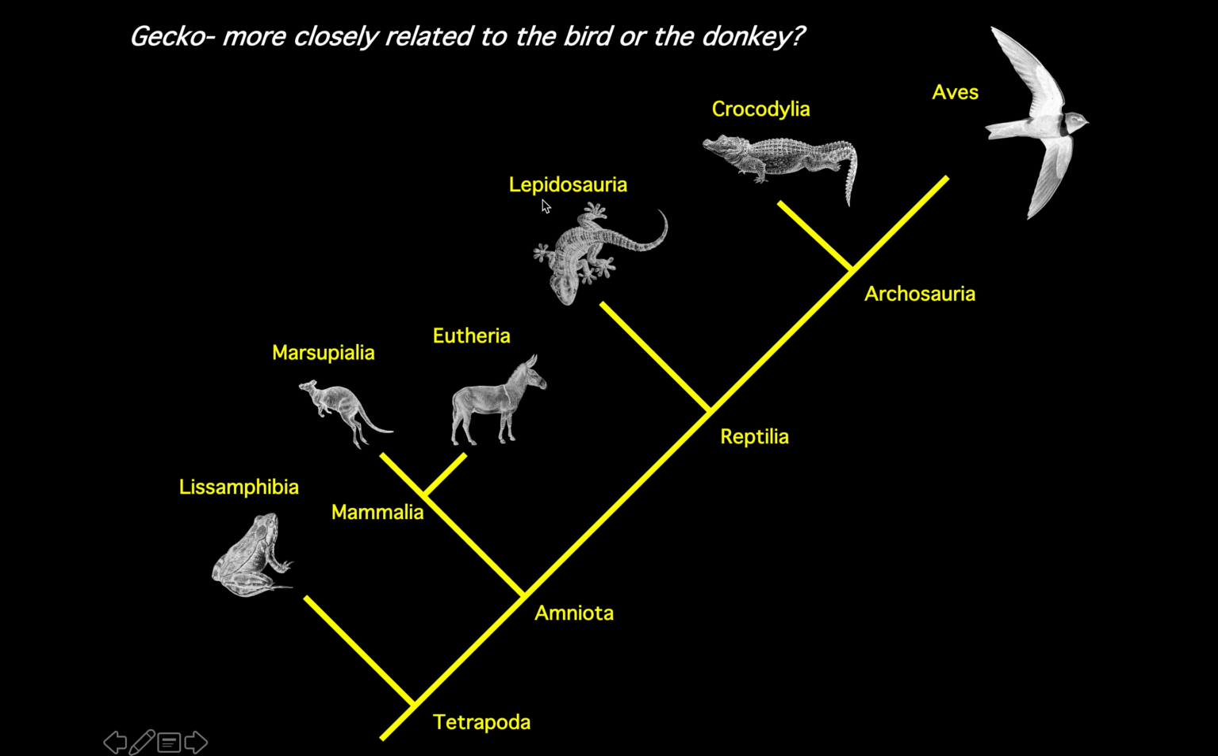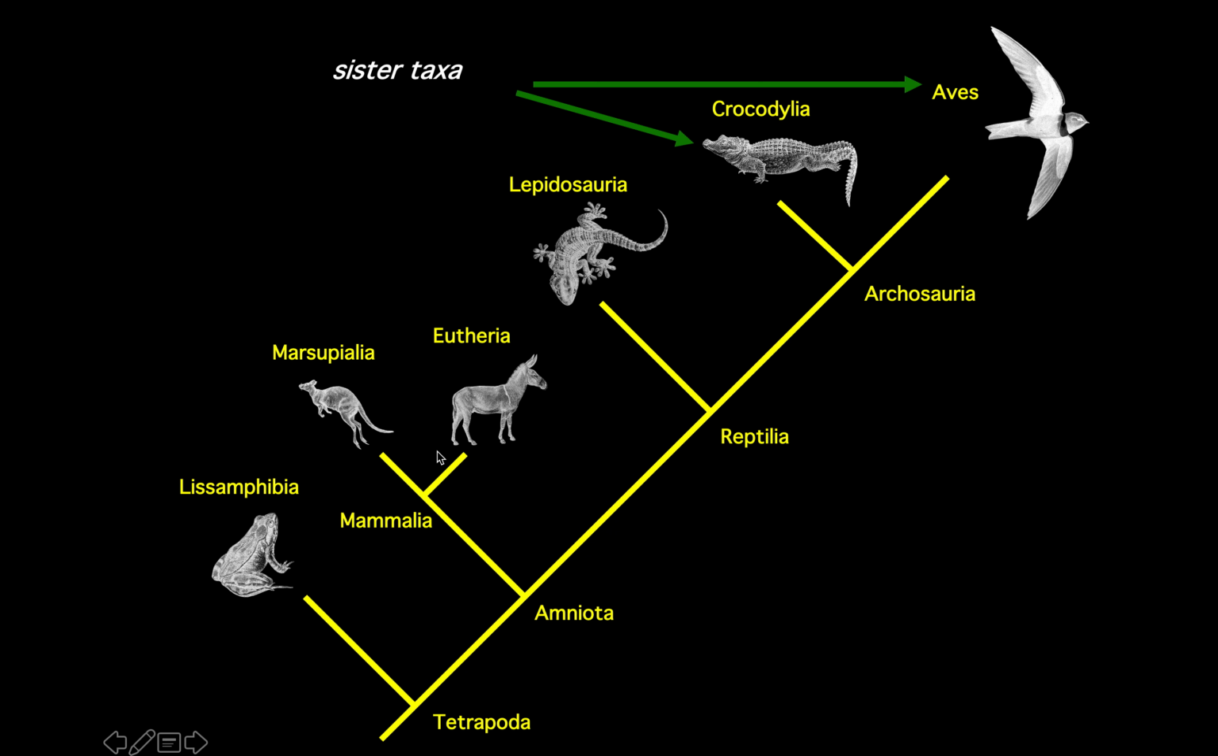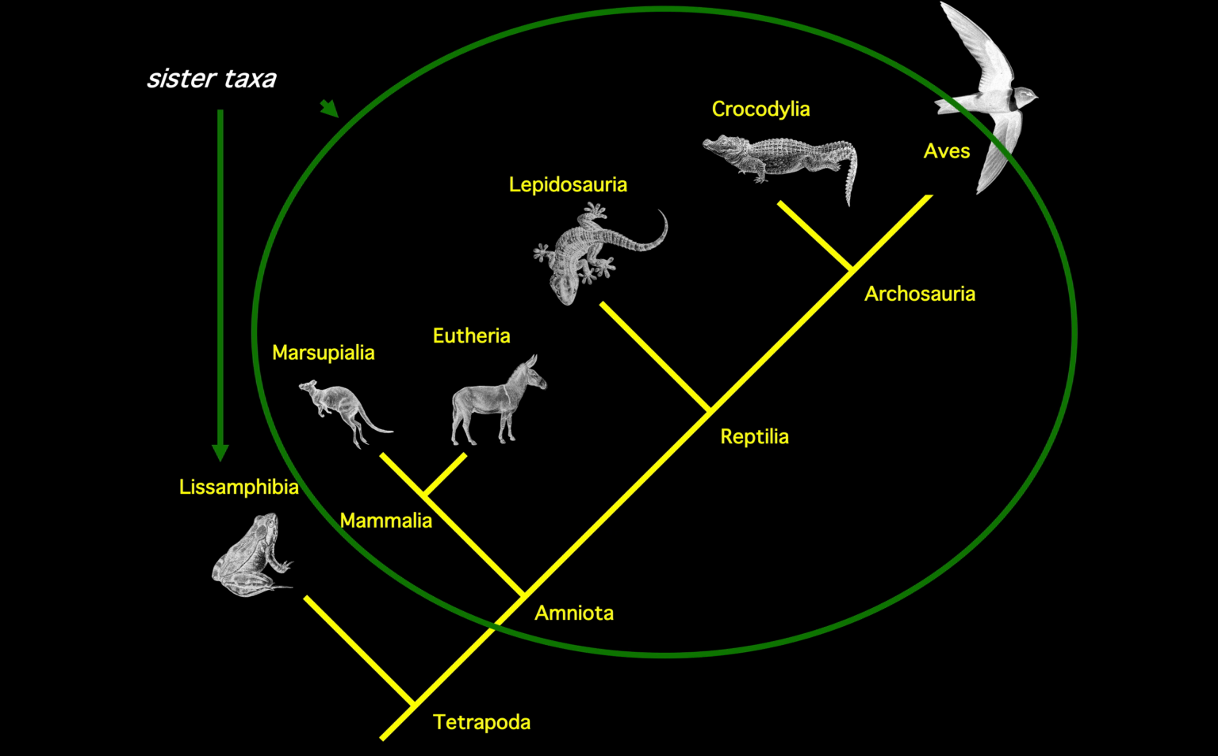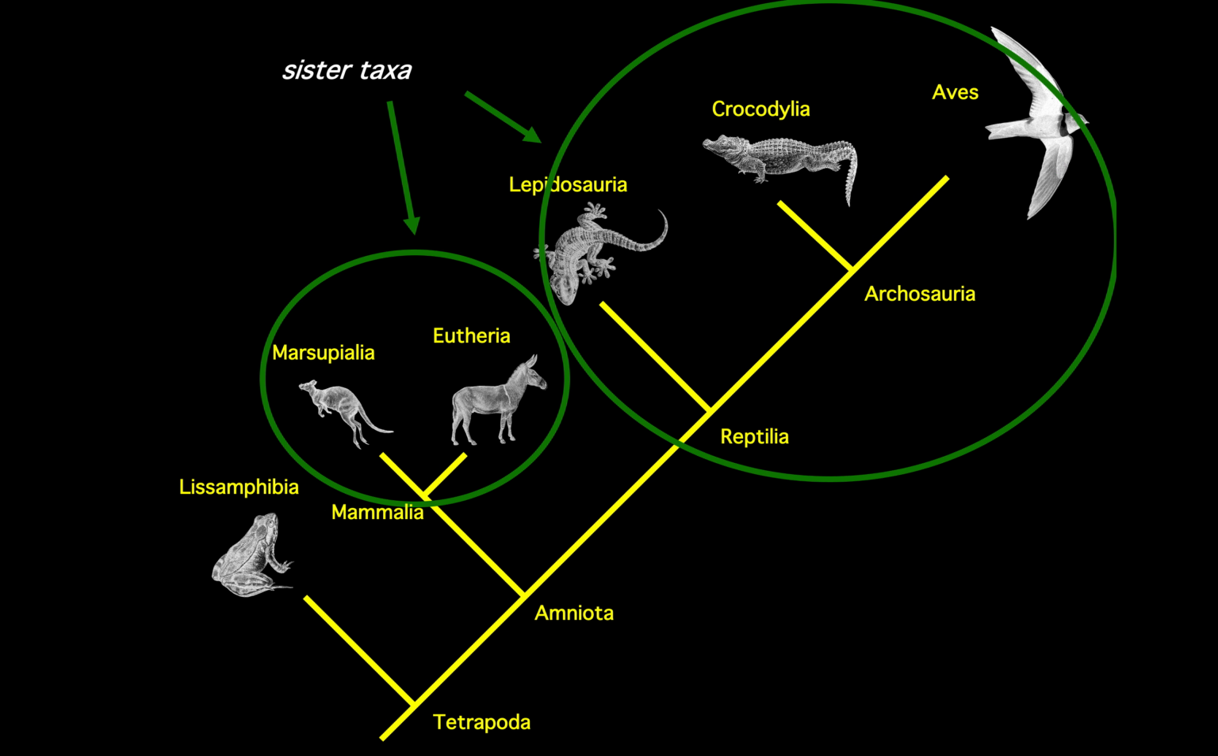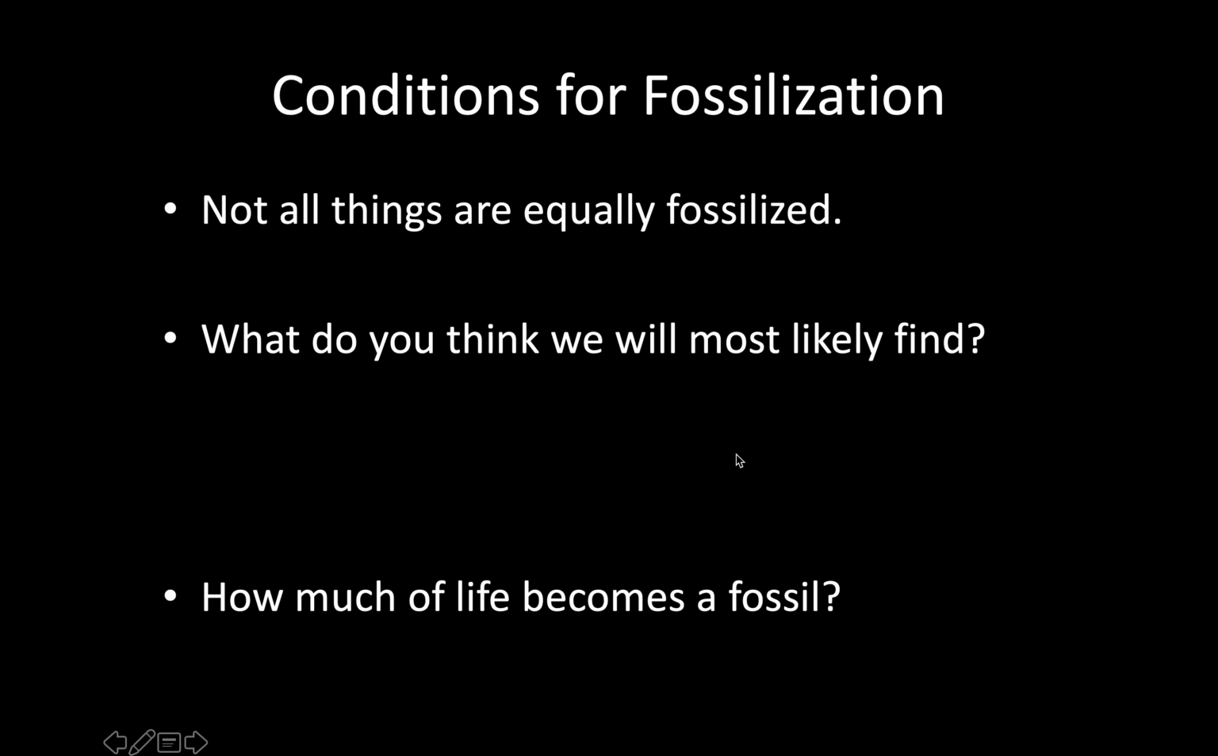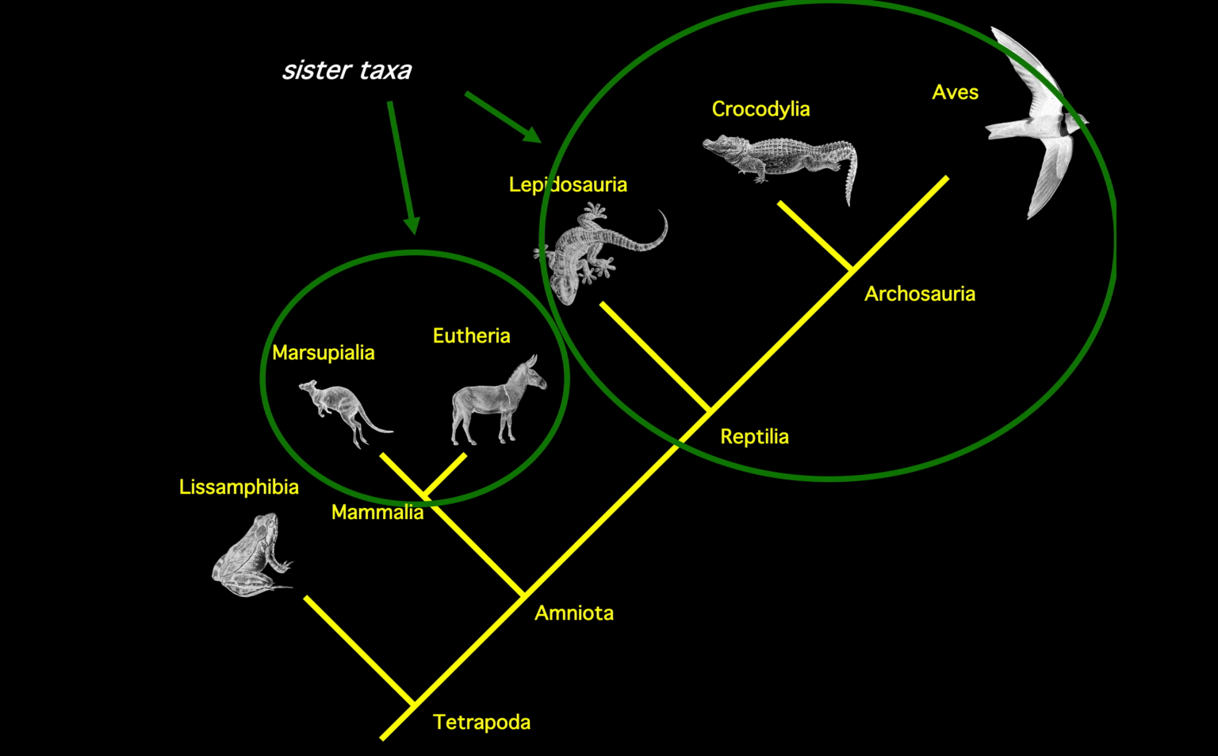Gecko, most closely related to the bird or the donkey. All right, so here we have the gecko. Here we have the bird. If we trace our ancestor down here, we see that they meet up right at reptilia. Okay? The donkey's all the way down here. Sister taxa, sister taxa, sister taxa. All right, and then these two big groups are sister taxa, right? All right, so this is where we stopped for the day.